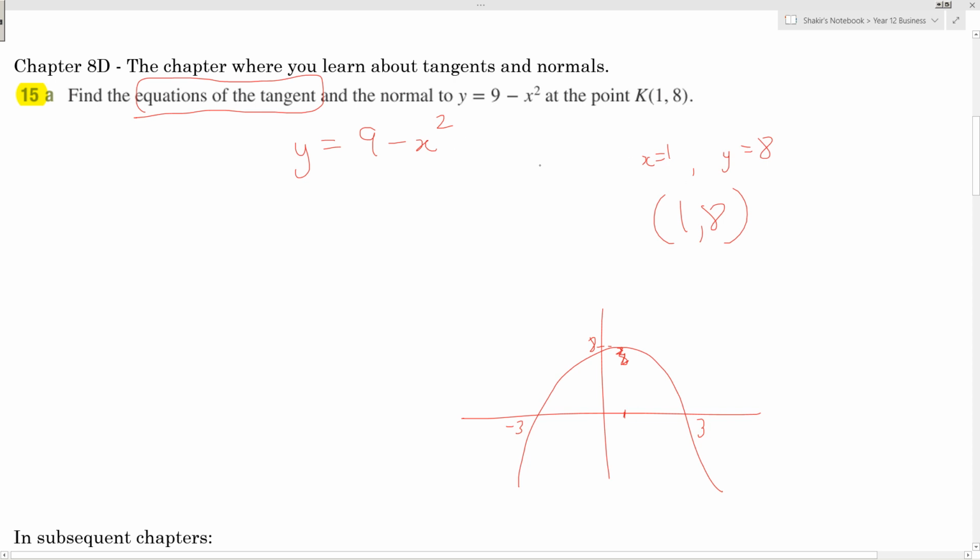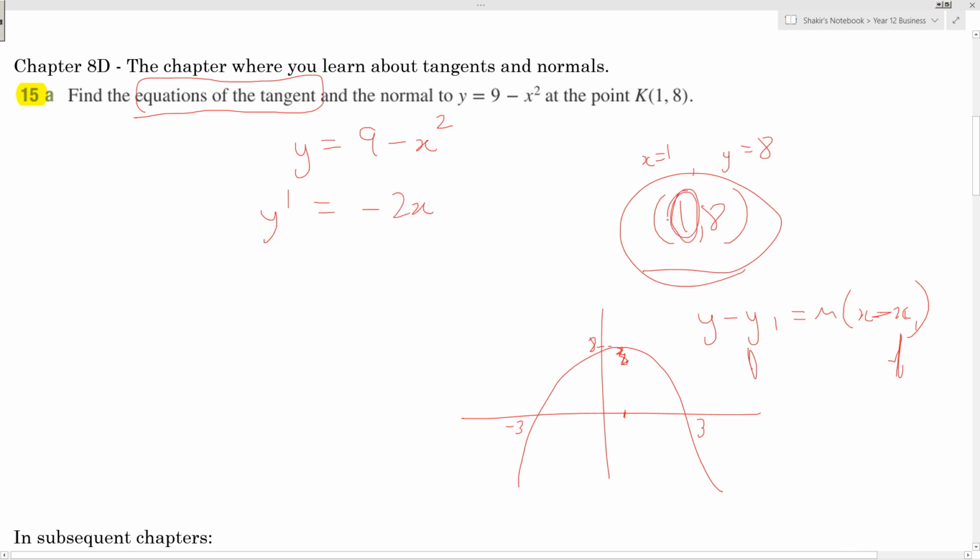So, first thing, I know I've got the point already. To find the equation of the tangent, remember, I'm going to be subbing into y minus y1 is equal to m times (x minus x1). What do I need? I've already got the point, 1, 8. I've got x1, y1. I just need the gradient. How do I find the gradient? Find the gradient function. y dash is equal to negative 2x. I'm going to sub in x equals 1 because I want the gradient at x equals 1. So the gradient is going to be negative 2 times 1, which is negative 2.